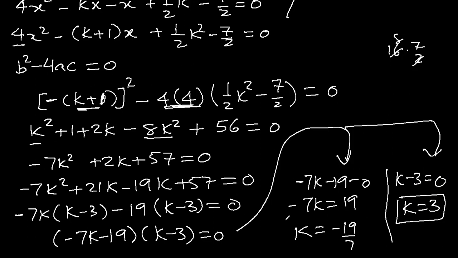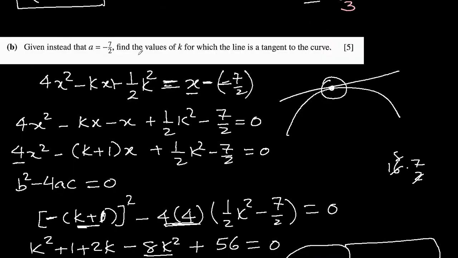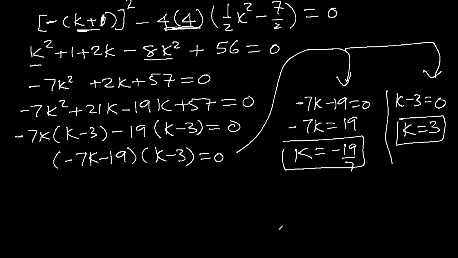These are the two answers, and I hope they have not given any filter in the question. Find the value of k for which the line segment is a tangent to the curve. So k has two values for which it is a tangent.